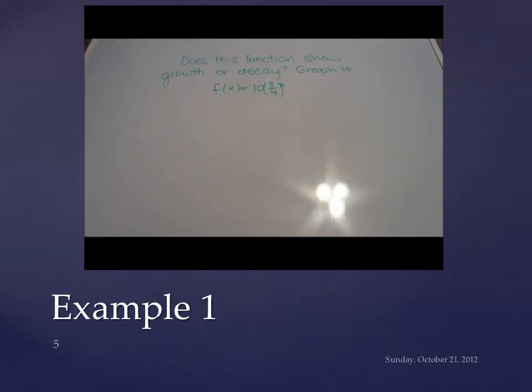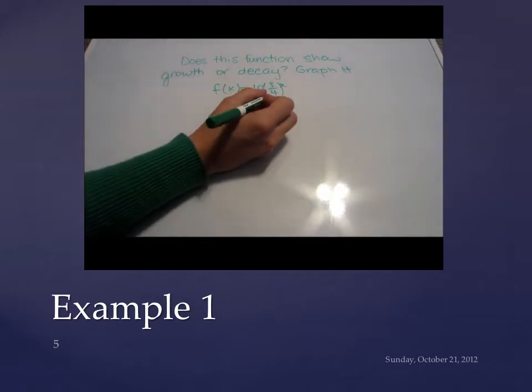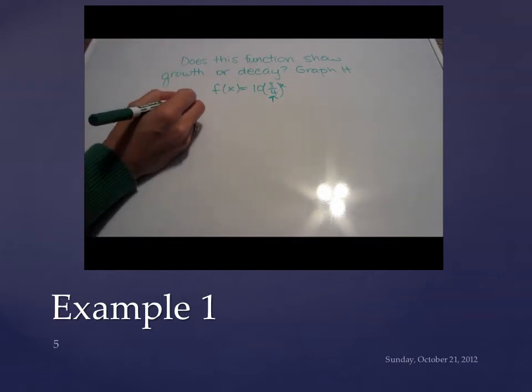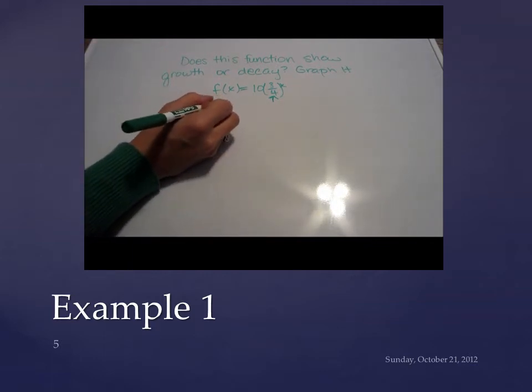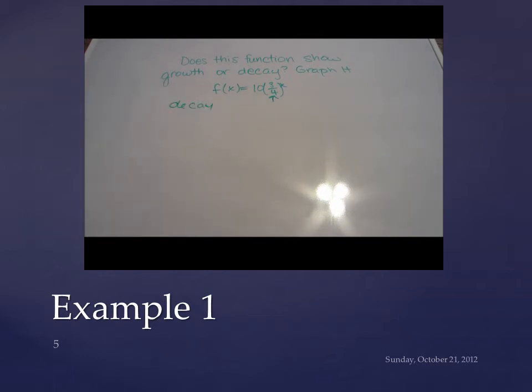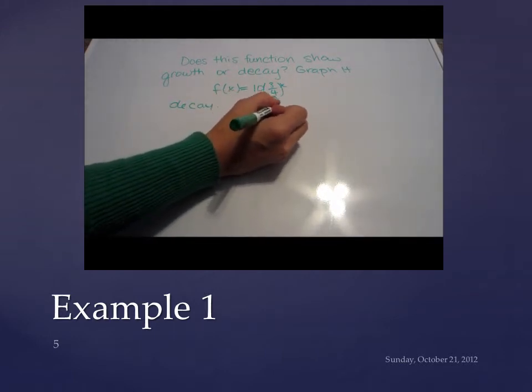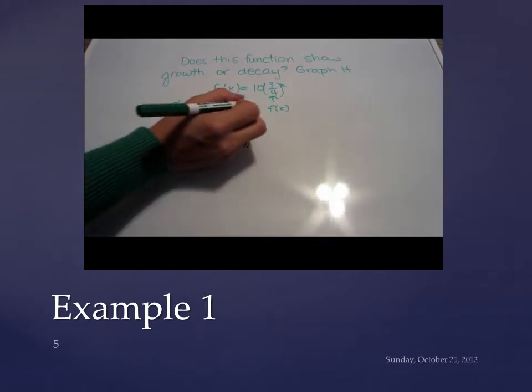Our first example asks whether or not this function shows growth or decay. So we have to look at the base, which is right here, and see if it's greater than or less than 1. Since 3/4 is less than 1, this is decay. Now we need to graph it. So we're going to make a table with x and f of x and plug in some numbers.